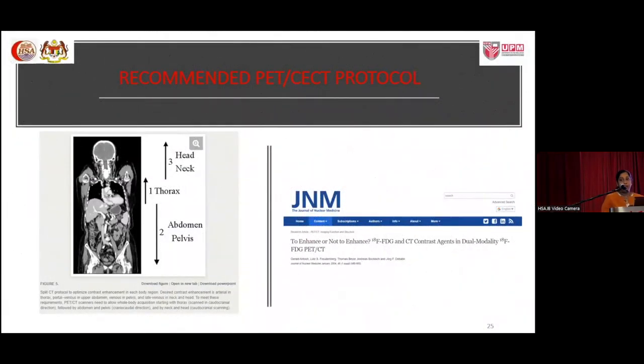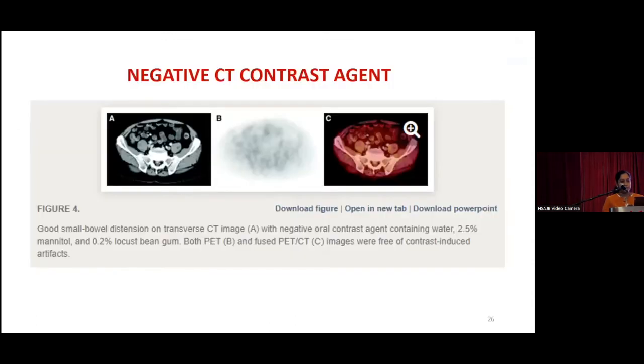There are certain recommended CT protocols if you want to perform a contrast-enhanced PET-CT. You can scan the thorax first because thorax usually is in the arterial phase, followed by abdomen and pelvis, and then finally scan the head and neck. So these are some ways to optimize on the phases of the vessels when you perform a contrast-enhanced PET-CT.